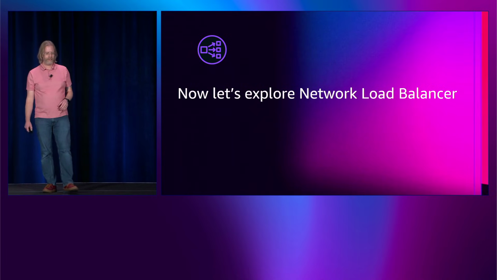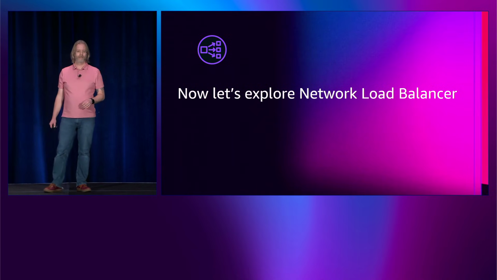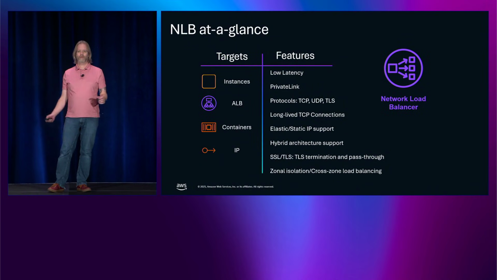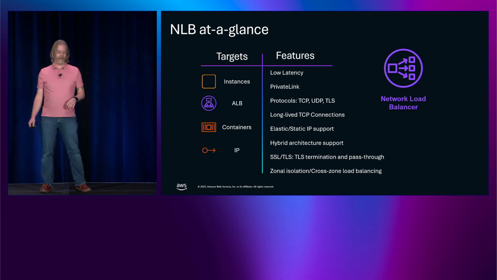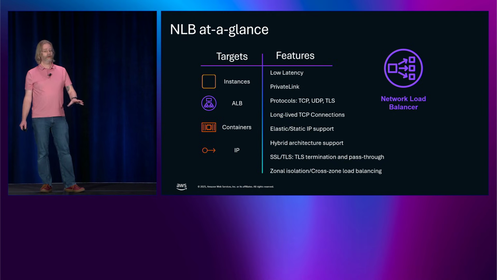So now that we've looked at that, let's take a look at our Network Load Balancer. Now, I like to look at the Network Load Balancer as our connection load balancer. It helps us connect different parts of our workloads together and also serves as a connection mechanism to other things like VPCs and hybrid. So instances, ALB, containers, IP. One of the interesting things about IP, though, again, it can be on another service.